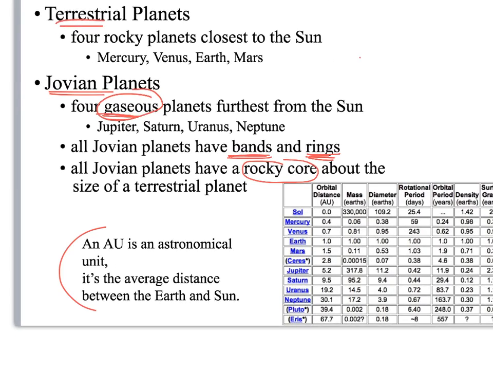There is going to be a question on there about AU, an astronomical unit. It's actually one of the shorter distances in astronomy that we talk about, and it's the average distance between our planet and the sun. So that's 1 AU.